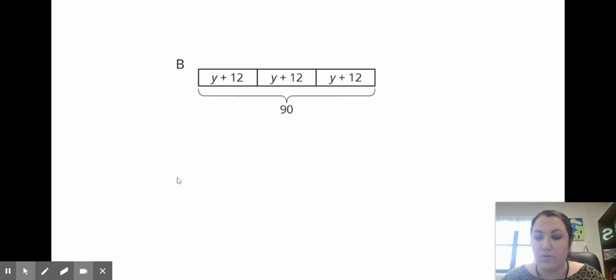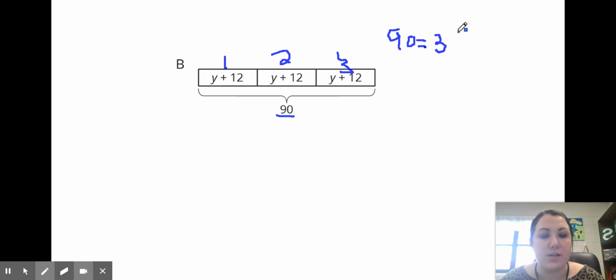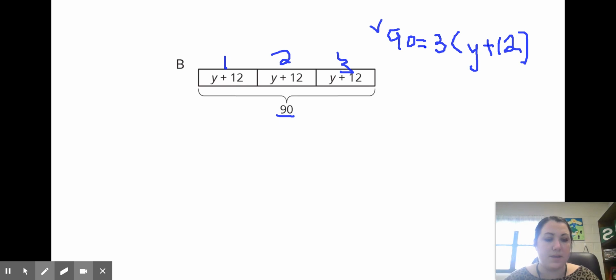Okay, so here's what we know. We know the total is 90, and we have 1, 2, 3 groups of y plus 12. So if I'm going to go ahead and type up the equation first, I know 90 is my total, and I know I have 3 groups of, or 3 times, y plus 12. Okay, so I have my equation. That's a check mark. That's one piece of information I have done.